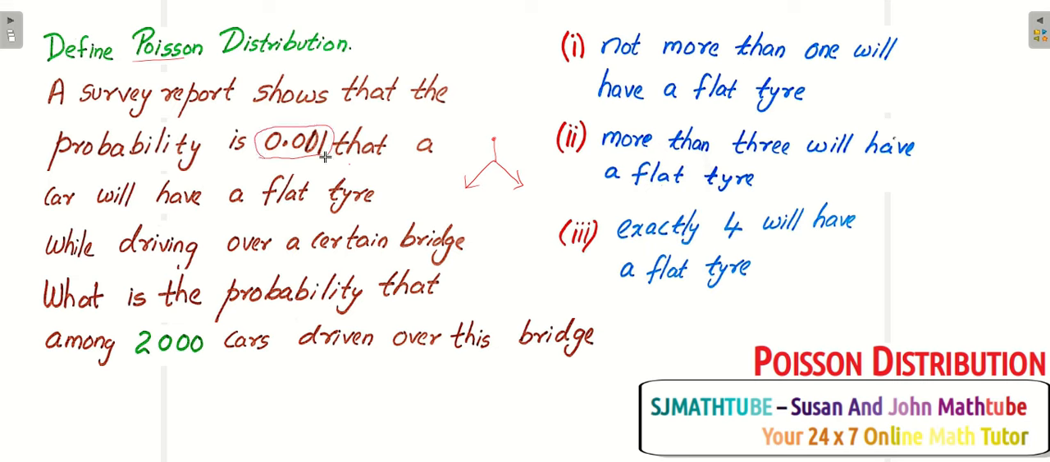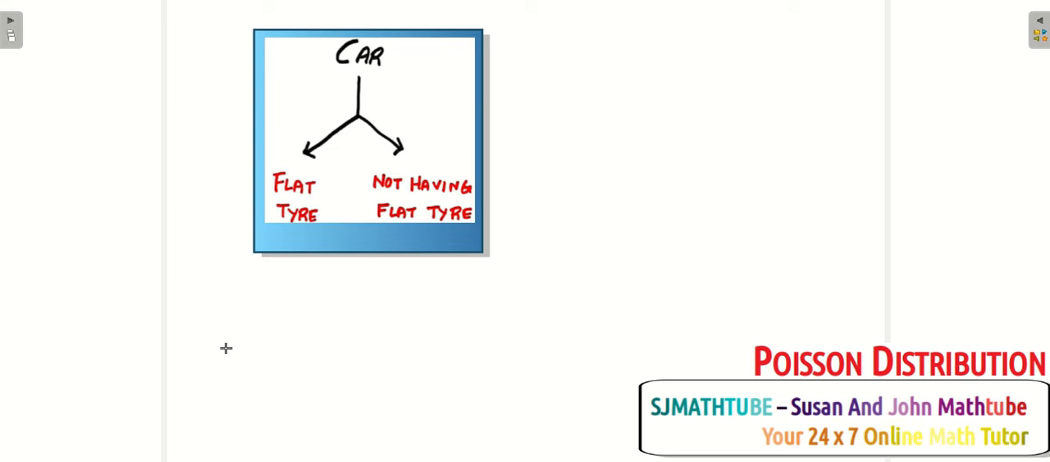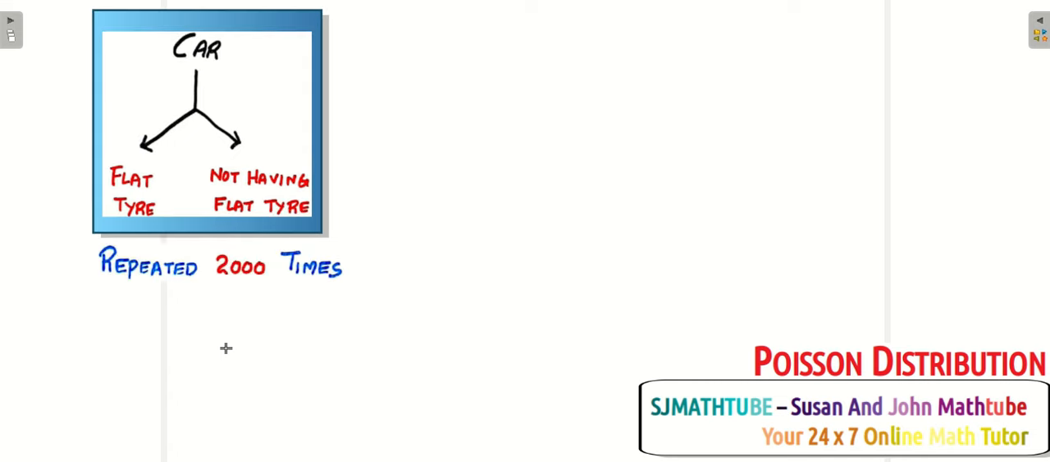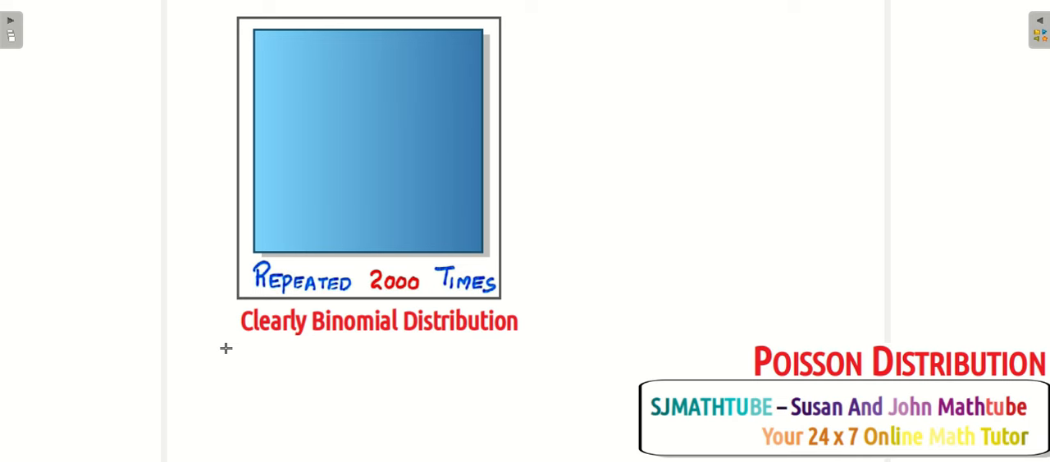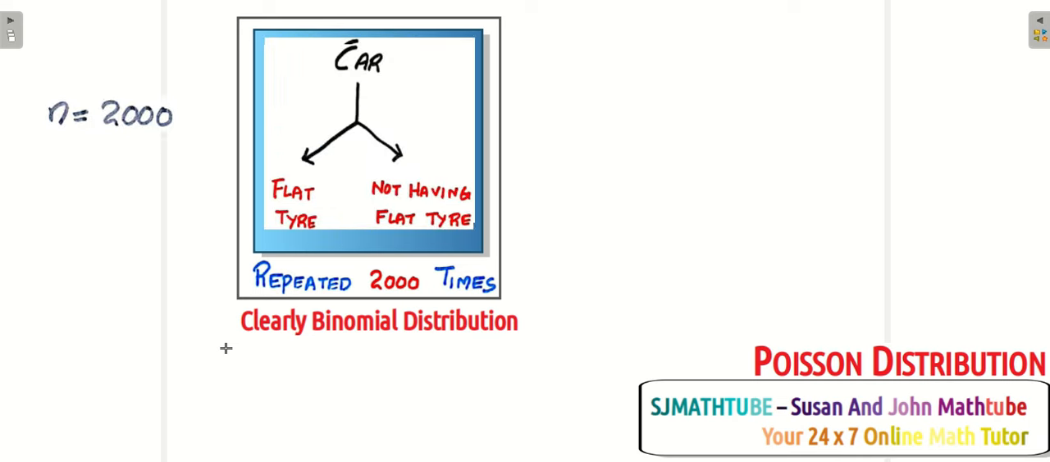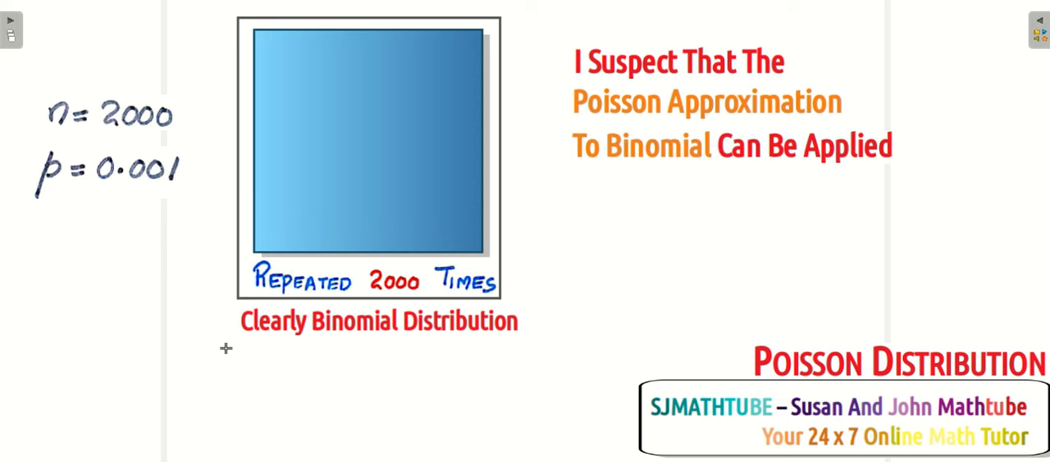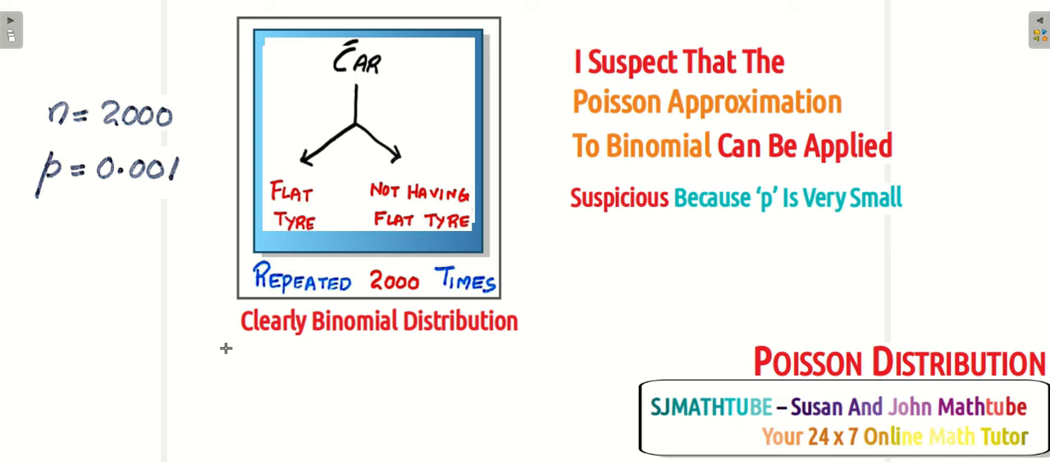But look at this. The probability of success is very, very small. So you remember something called Poisson approximation for binomial. That means you can convert binomial problems into Poisson if the probability of success is very small and n is large enough. So look at this. We have a car which crosses the bridge and it can have a flat tire or not have a flat tire. And it's being repeated again and again, to be exact 2000 times. And that means it's a clear case of binomial distribution. Now look at this. The probability is very small. So I suspect that Poisson approximation to our binomial can be applied.